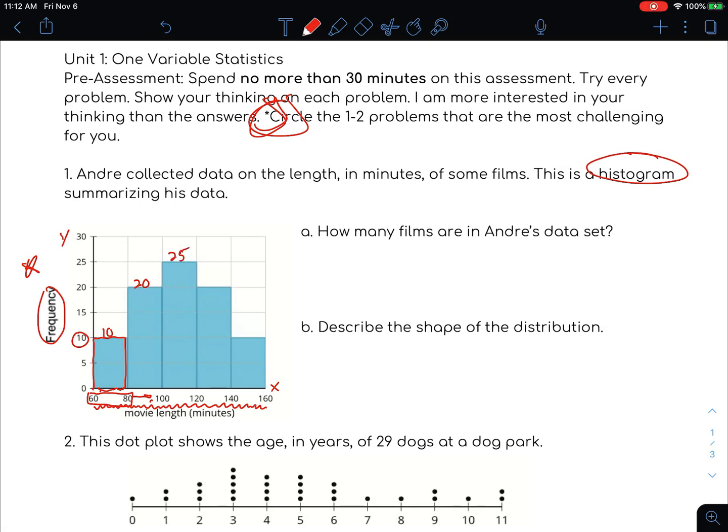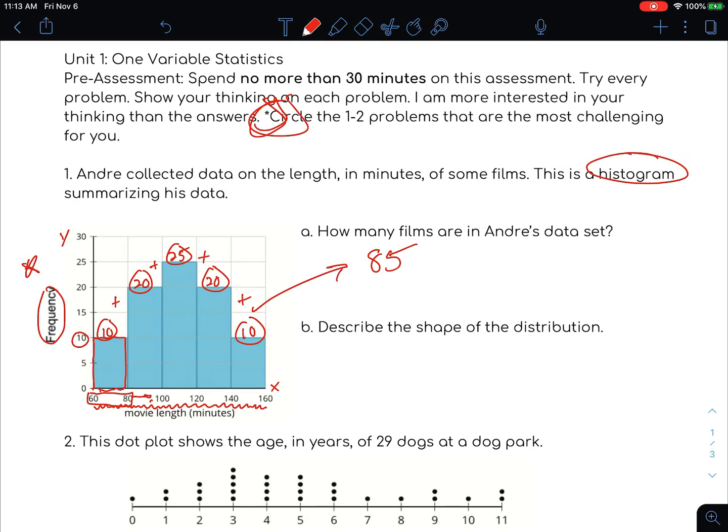There are another 20 films that fall between 80 and 99. There are 25 films that fall between 100 and 119. There are 20 more films between 120 and 139, and then 10 films between 140 and 159. So if we tally up all of these frequencies, we get the total number of films in Andre's data set. You can go ahead and add those together. We get 60 plus 25 would be 85. So again, we're adding these up to get that total there.